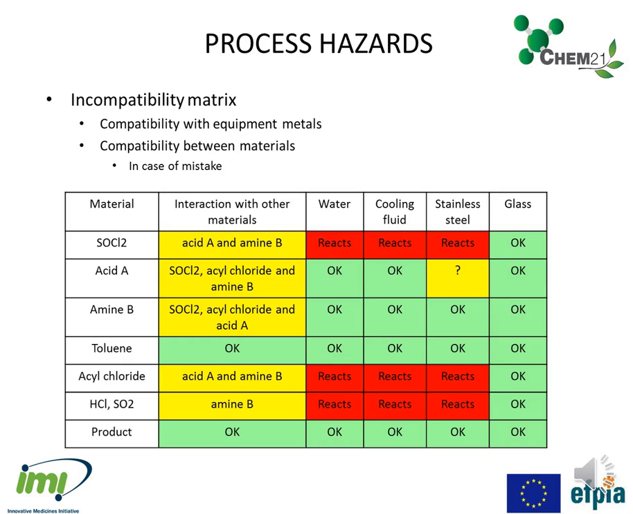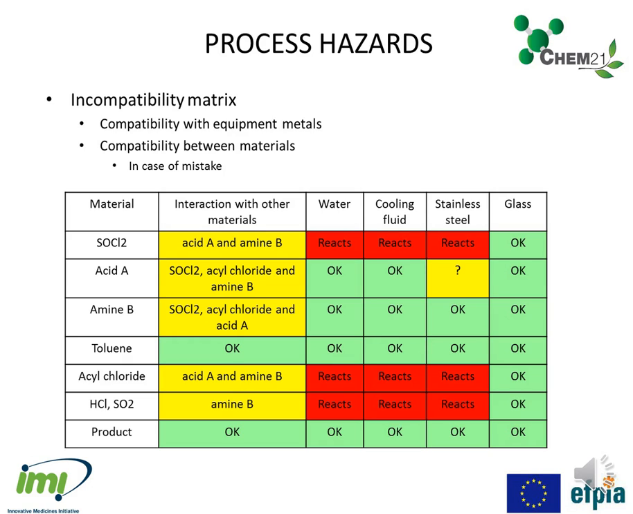Incompatibility matrix. The incompatibility matrix permits us to detect interactions with other materials. Of course, there are always incompatibilities because the chemical reaction consists of reacting together a reactant and a reagent. But what is important here are the undesired interactions. List all materials in the first column. In the second column, list the possible reaction with the other materials, and then with water, the cooling fluid in the condenser, and the equipment material.